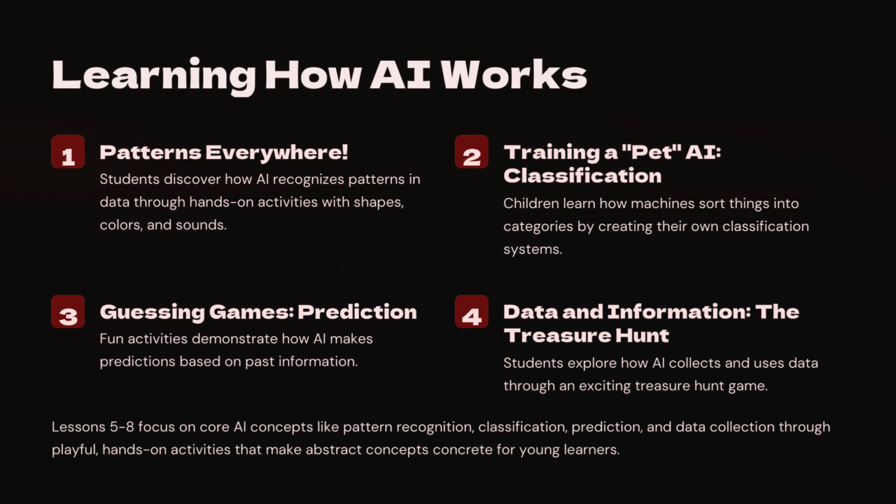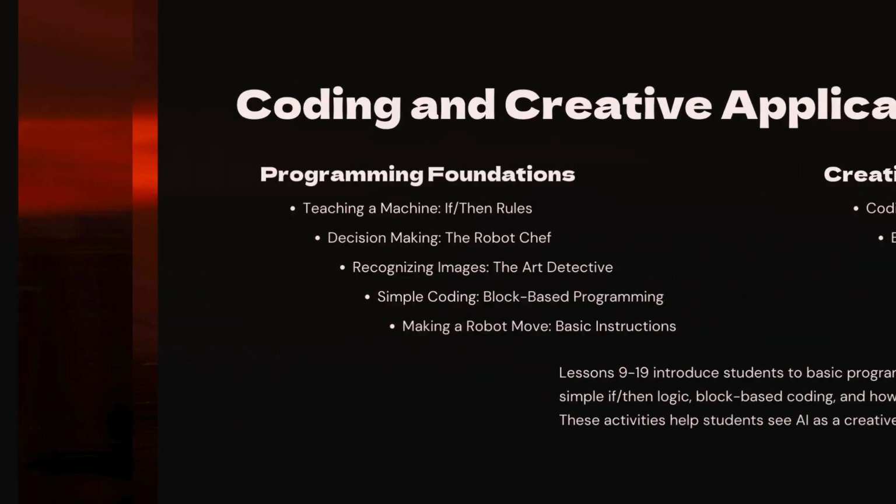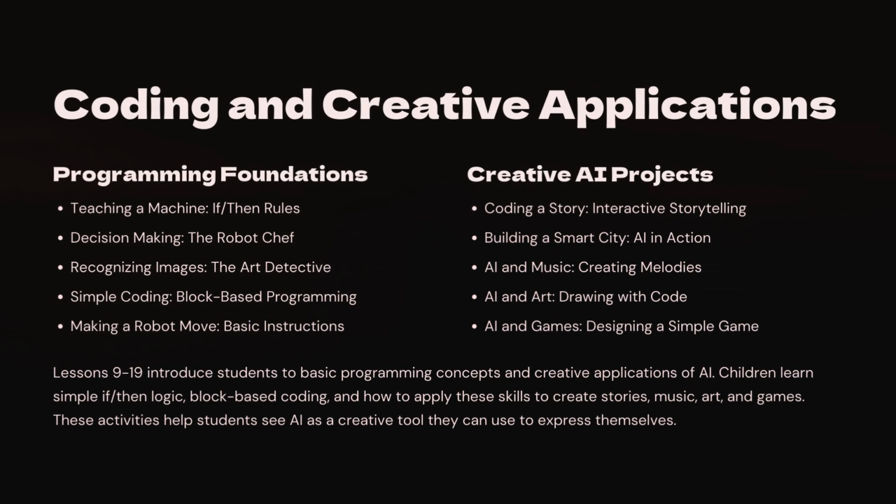Right. Then it looks like they move into actually making things. Lessons 9 through 19. Yeah, this is where coding and creativity come in. It's not just understanding AI, but using it. What kind of coding? Foundational stuff. If-then rules, they use a robot chef example, which sounds cute. Image recognition with an art detective game. Block-based coding, which is common for kids. And even basic robot movement if they have the hardware.